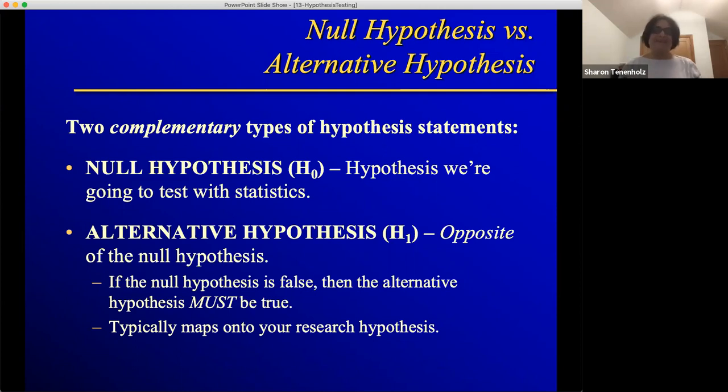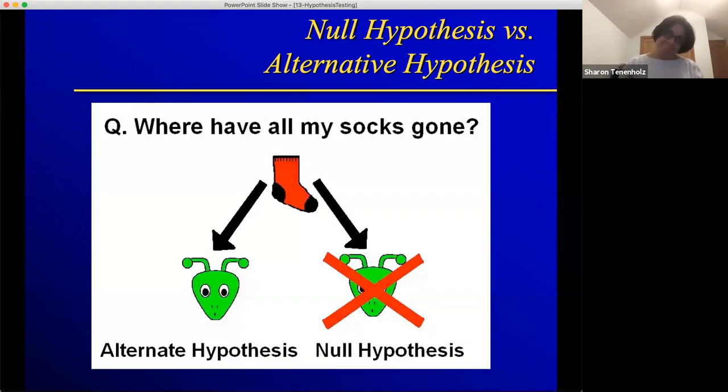To give you a completely ridiculous example, I frequently ask the question in my household, where have all the socks gone? Usually it's my kids' socks. And they would love for me to believe that it was aliens that stole all the socks. That's their alternative hypothesis. It's aliens. I'm a little skeptical. There are many things that might have happened to those socks, many, many things, some of which I really don't want to even think about, but probably not aliens. One or the other must be true. Either it is aliens or it isn't. No other possibilities.